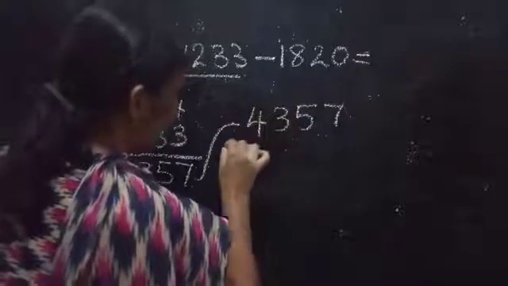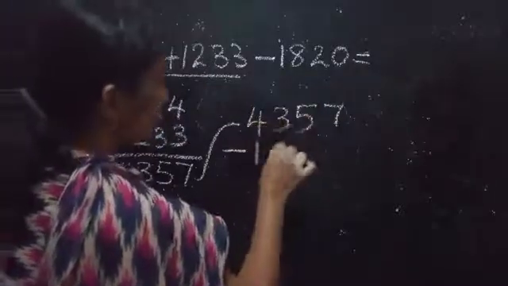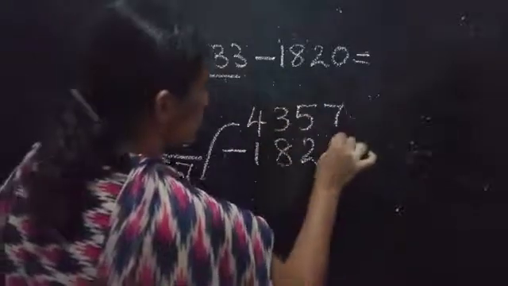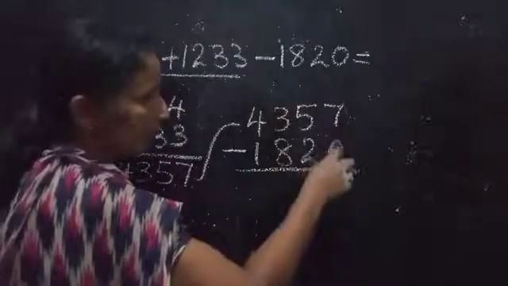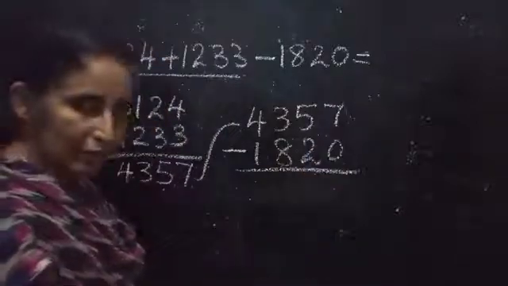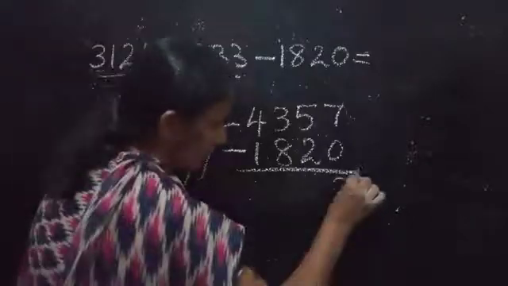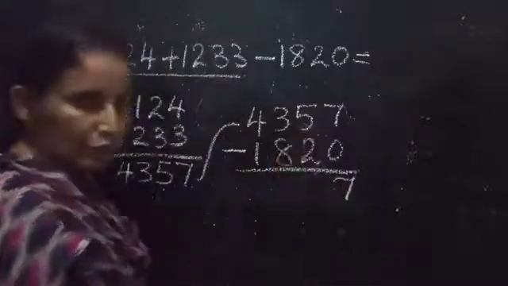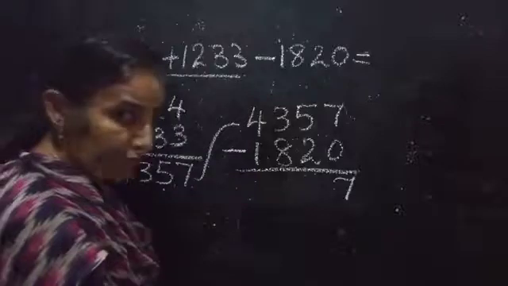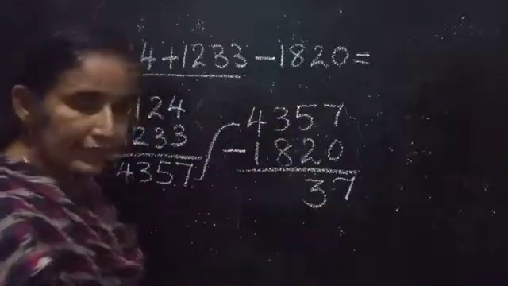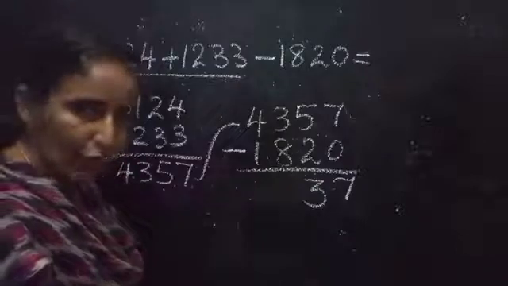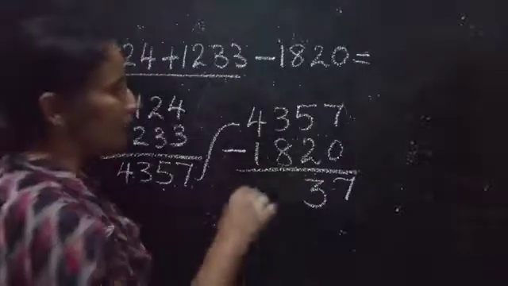4,357 minus 1,820. Okay? 7 minus 0, 7. 5 minus 2, 3. 3 minus 8. 3 is small, so we cannot do subtraction.